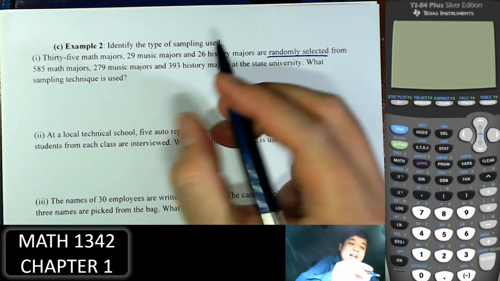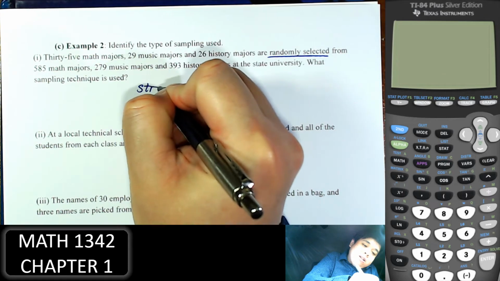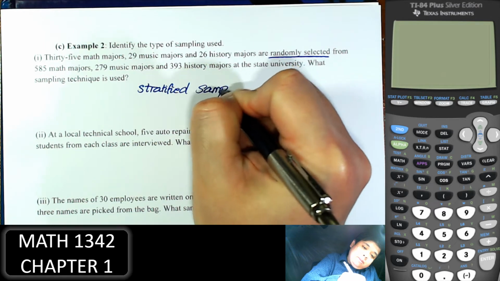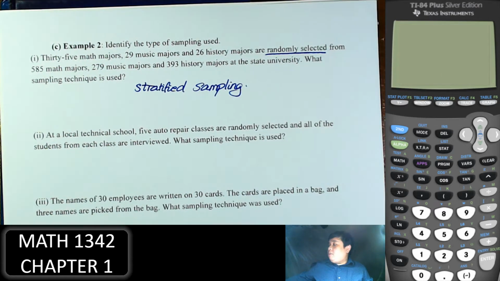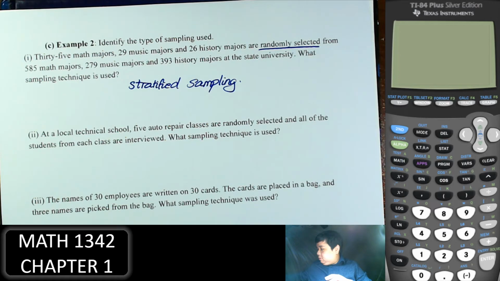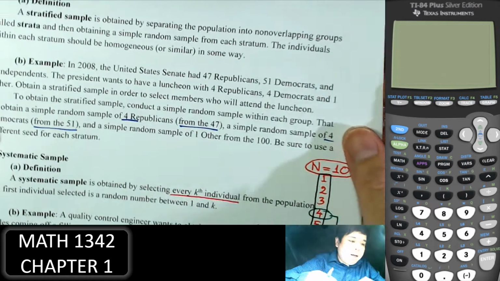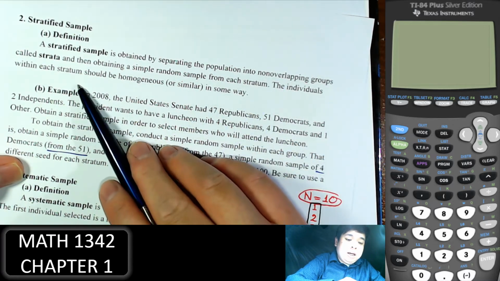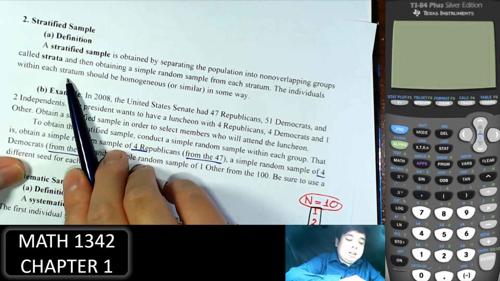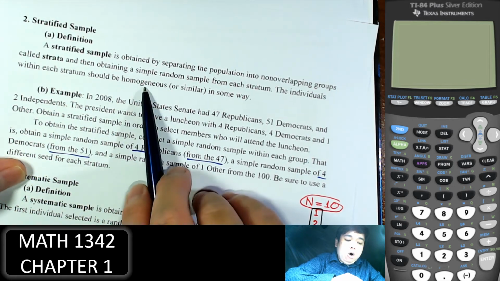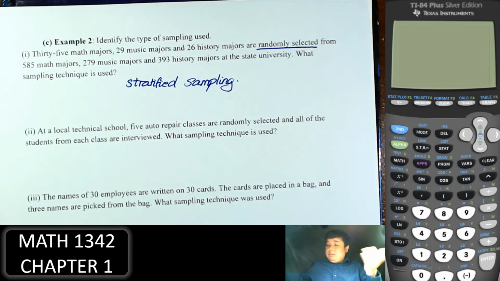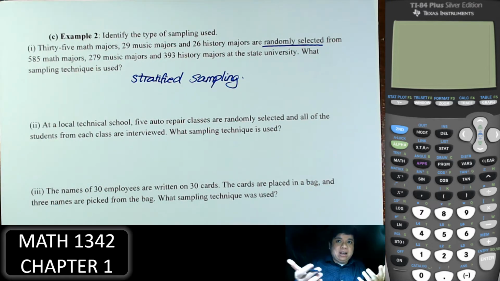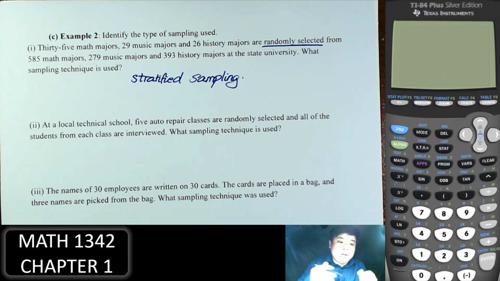So in that case, this is called stratified sampling, because each group has a common characteristic. A stratified sample is obtained by separating the population into non-overlapping groups, and the individuals in the stratum should be homogeneous or similar in some way, so they have some common characteristic. And of course the 35 math, they have the same characteristic that they're math majors, right?